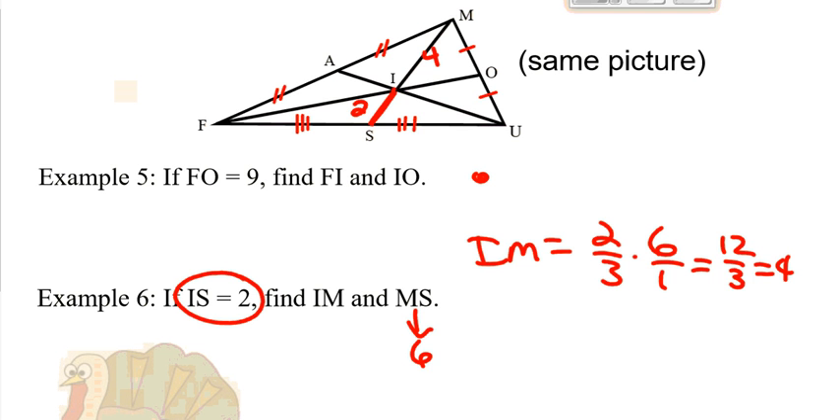And that actually makes sense. If I have a line segment that's divided into 3 equal pieces, the first one's going to be 2. The last one has to be doubled up of 2. So the last one is going to be 4.